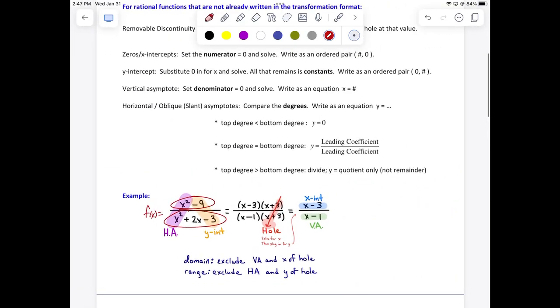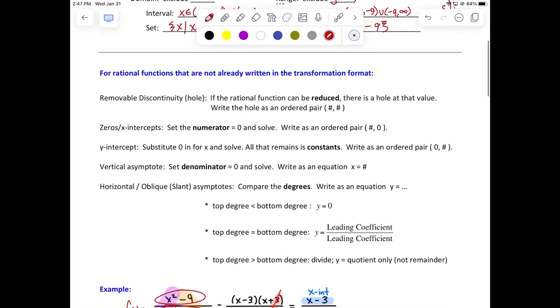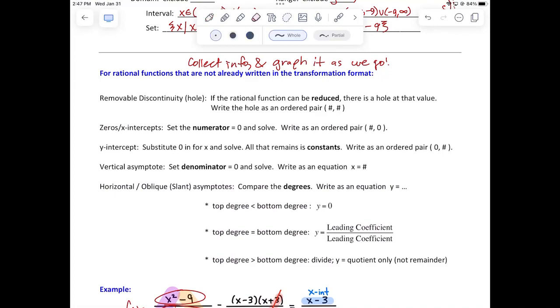But what we're going to do is we're going to go through and we're going to collect information. We're going to collect info, and we're going to graph as we go. Collect info and graph it as we go.